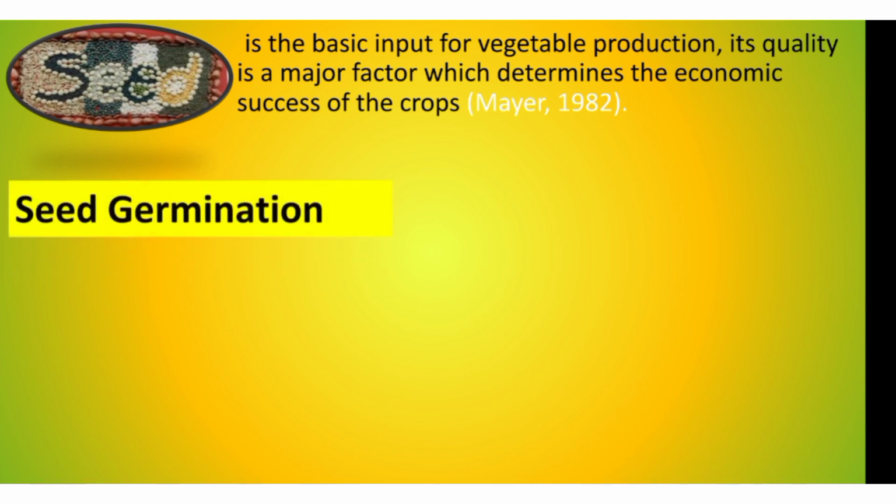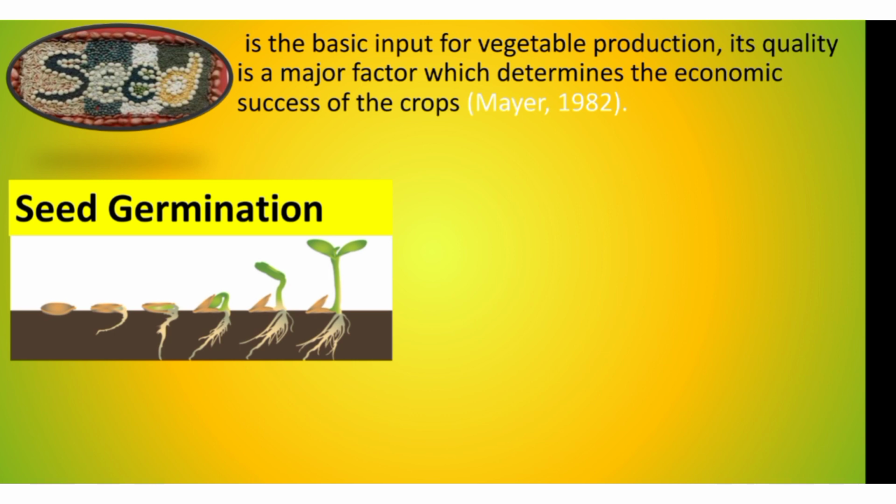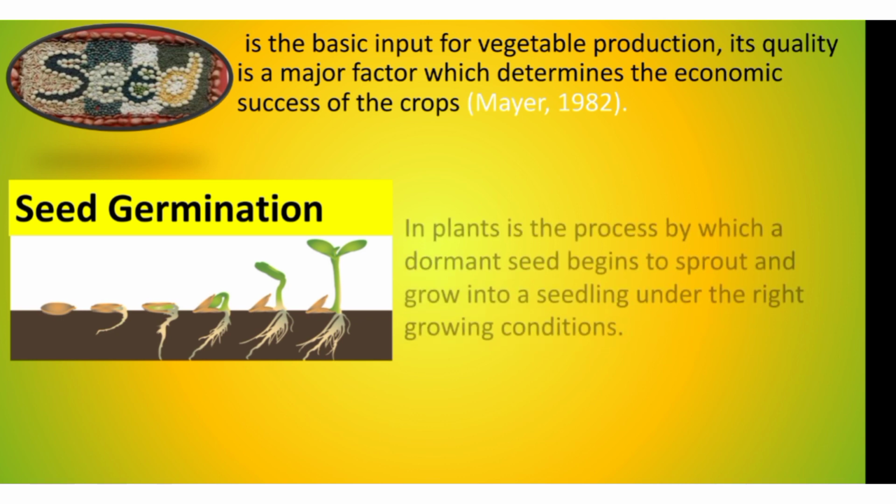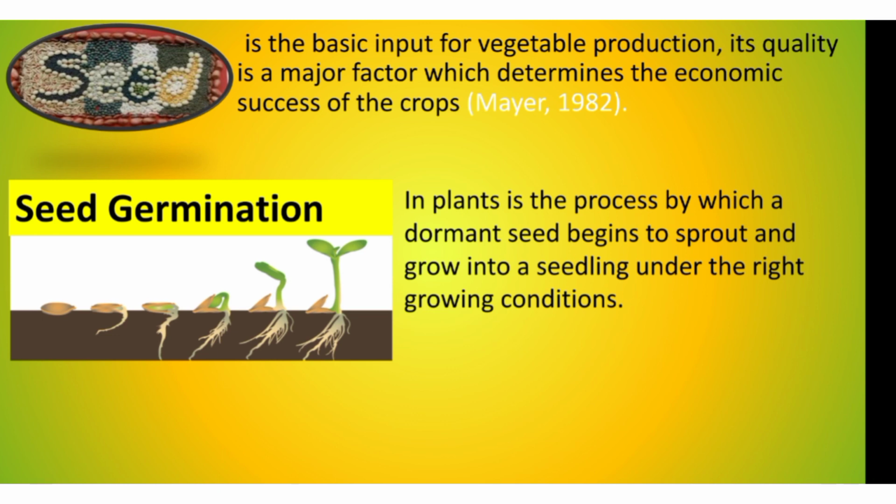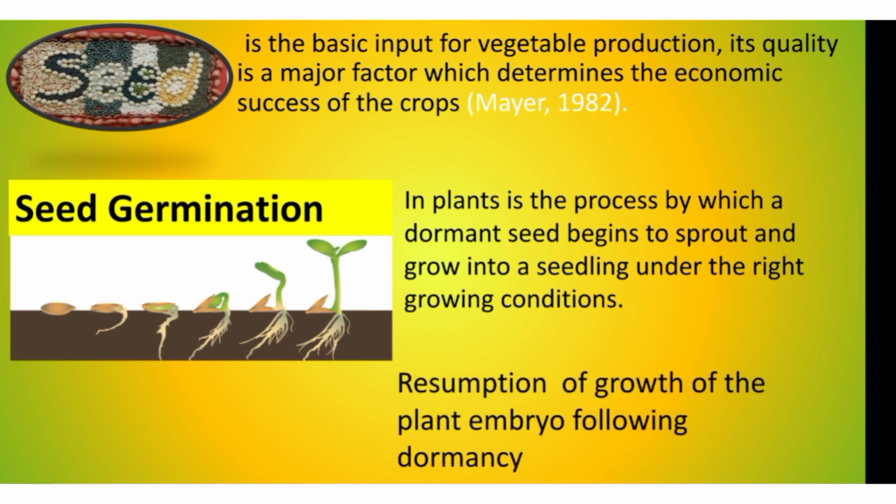Seed germination. Take a look at the picture. In plants, it is the process by which a dormant seed begins to sprout and grow into a seedling under the right growing conditions. Dormant means a resting stage, in which when the seed is disturbed, it will grow and begin to sprout. So it is the resumption of growth of the plant embryo following dormancy.